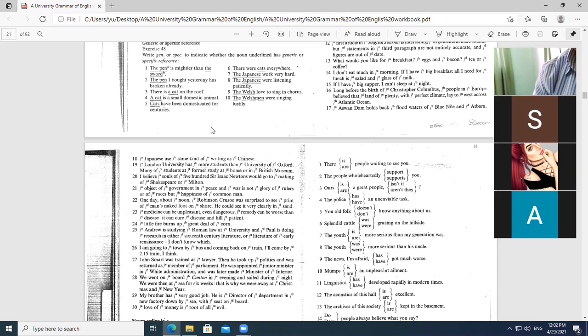Specific, yes. Next. The Japanese language. Generic or specific, the Japanese language? Generic, yes. Next. The Japanese were listening patiently. Specific. Specific, yes.